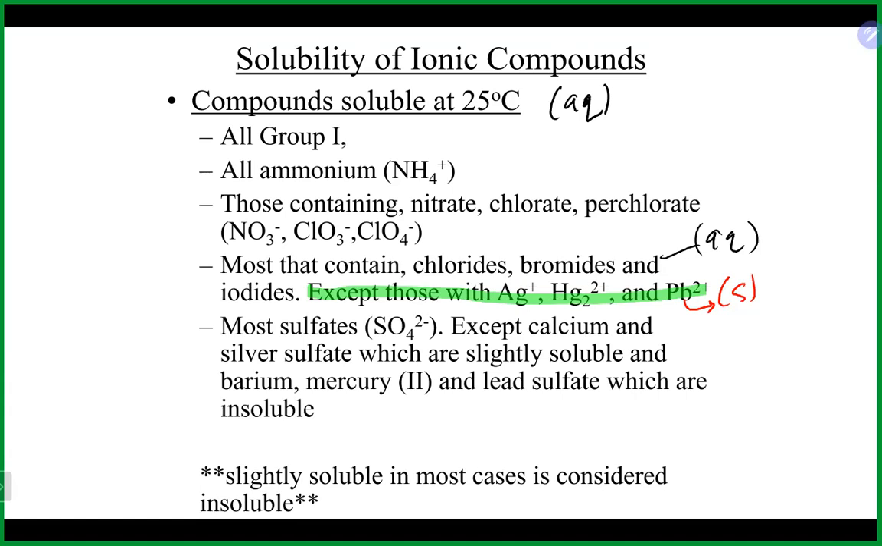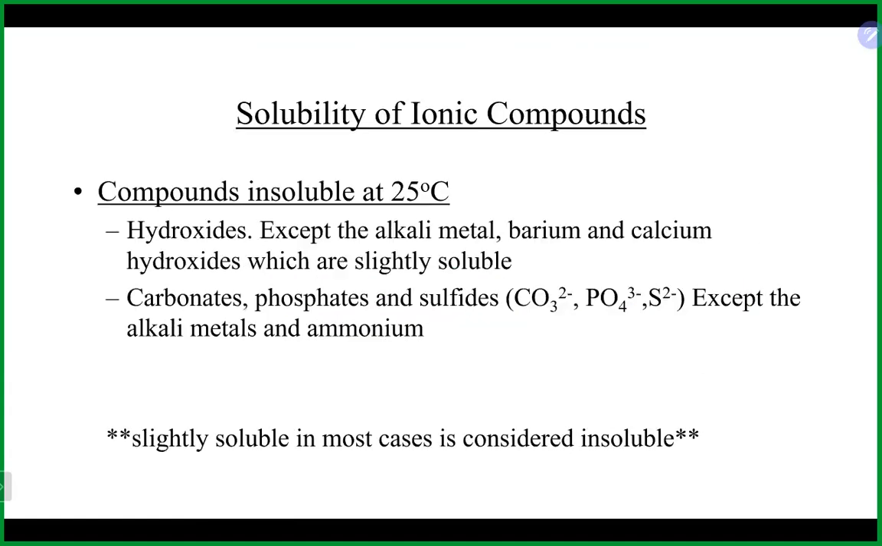Now, there are some rules for things that are typically going to be insoluble. So these on the list here are typically things that will get the solid symbol next to them. Hydroxides are typically solid, except if they have group 1 attached, or ammonium. So if you have group 1 attached, it's going to be soluble. Barium and calcium are slightly soluble. And again, slightly soluble is considered insoluble.